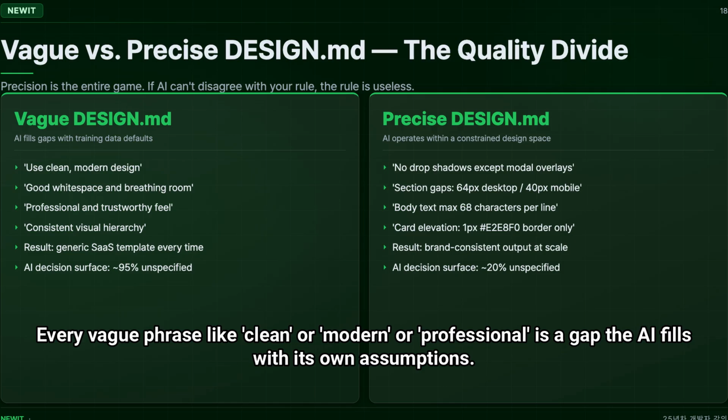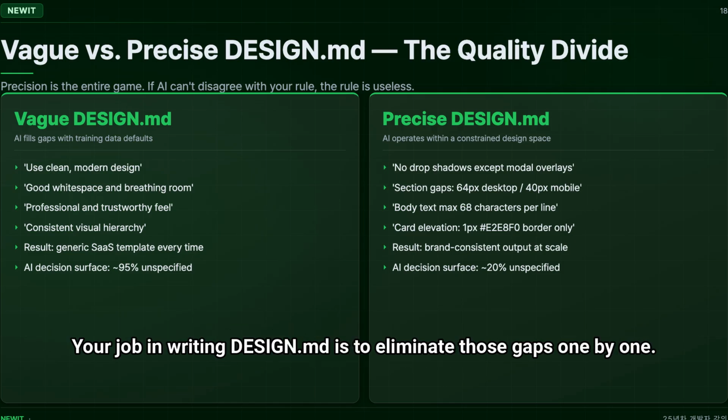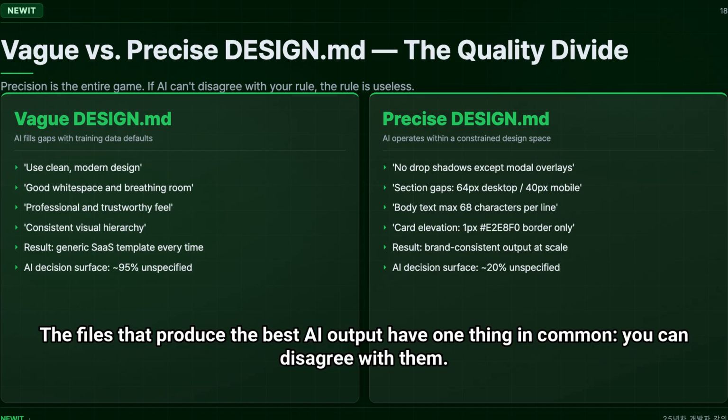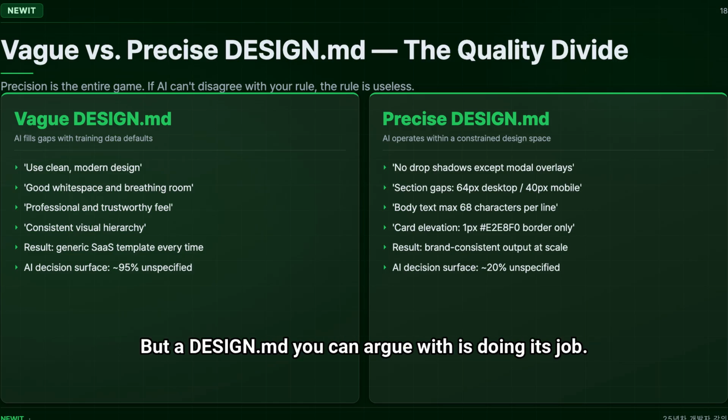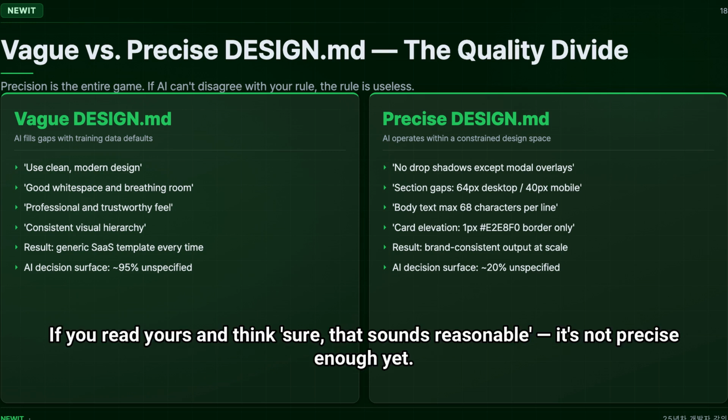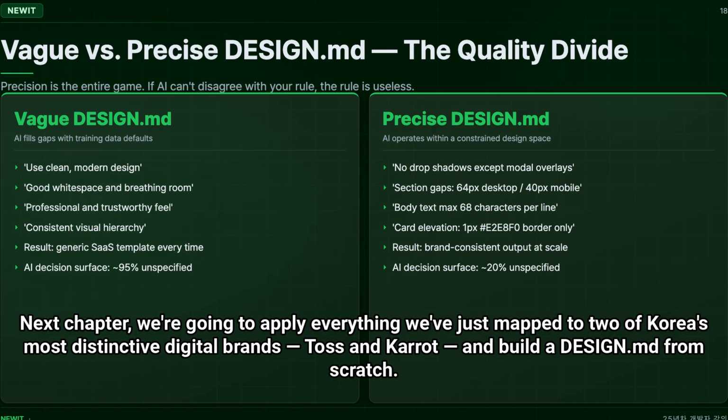Every vague phrase like clean or modern or professional is a gap the AI fills with its own assumptions. Your job in writing DESIGN.md is to eliminate those gaps one by one. The files that produce the best AI output have one thing in common: you can disagree with them. Never use rounded corners. You might think that's wrong, but a DESIGN.md you can argue with is doing its job. If you read yours and think, sure, that sounds reasonable, it's not precise enough yet.